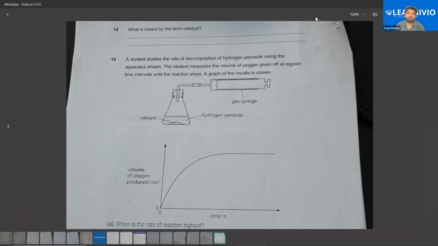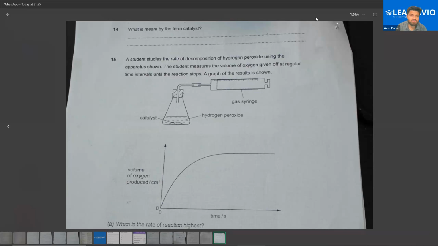A student studies the rate of decomposition of hydrogen peroxide using the apparatus shown. The student measures the volume of oxygen given off at regular time intervals until the reaction stops. When is the rate of reaction the highest? There are no numbers over here.